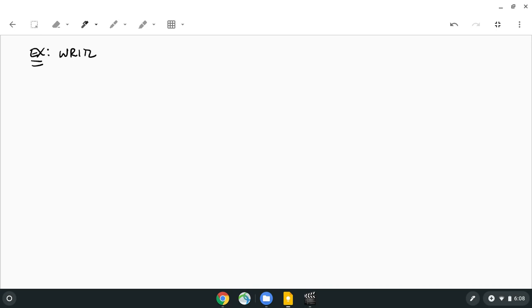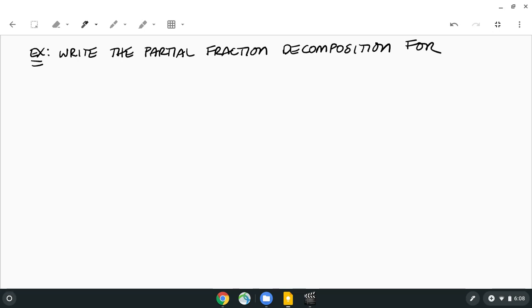Okay, let's take a look at another one. Write the partial fraction decomposition for 2x minus 3 over x minus 1 quantity squared. So we have a repeated linear.